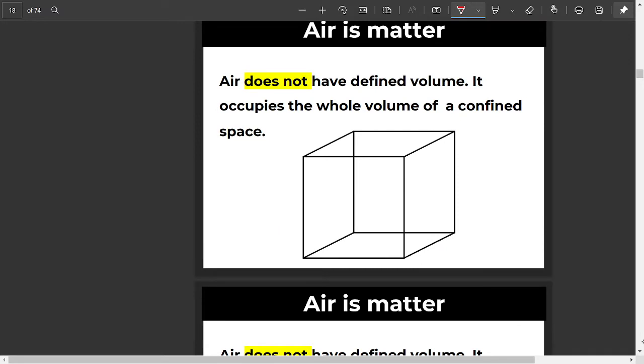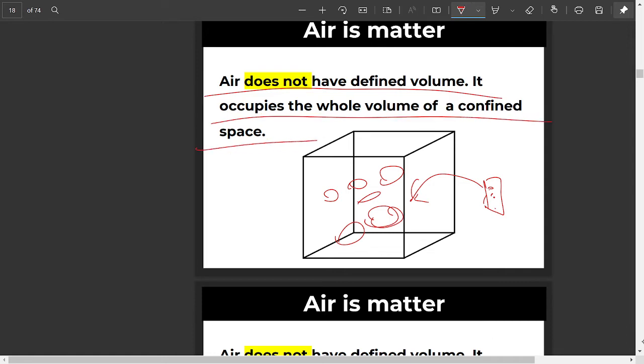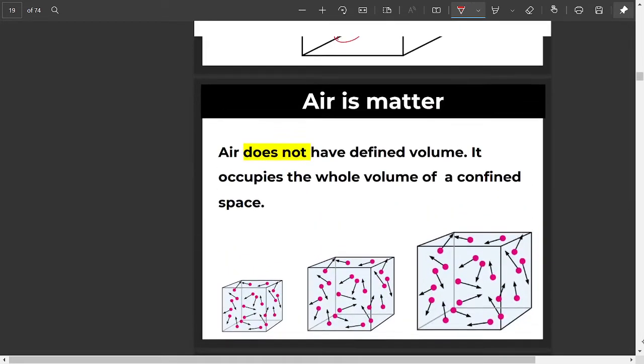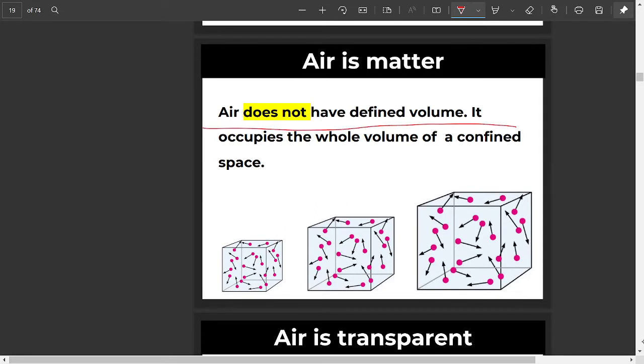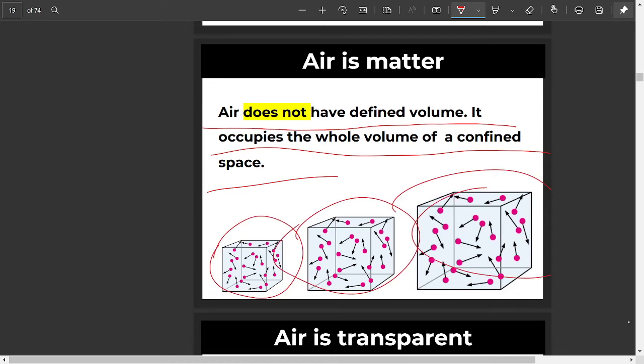Air doesn't have a defined volume. First it was in a glass, with so much less space, but we transported it to this block and it spread over the area, so it occupies the whole volume of a confined space. As I told you, air doesn't have a defined volume; it occupies the whole volume of a confined space. I gave you the example of small to big, and it even goes from bigger to small.